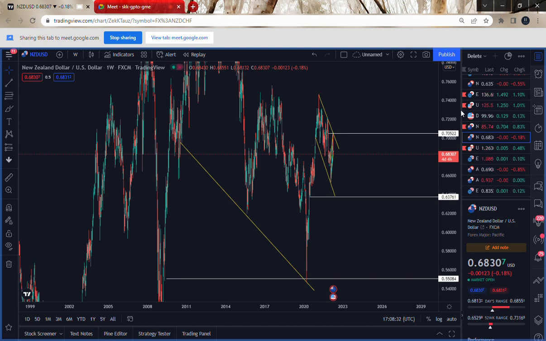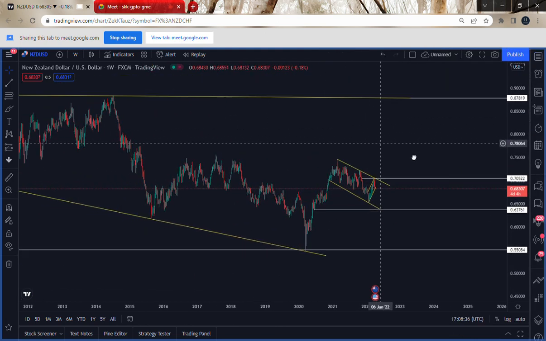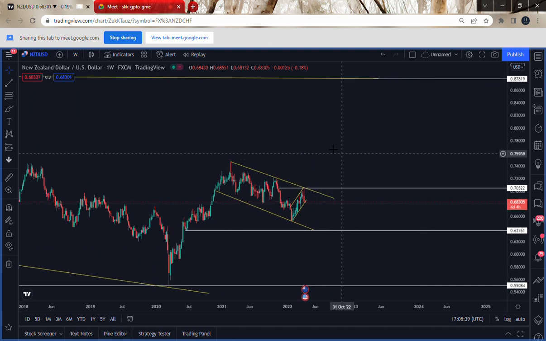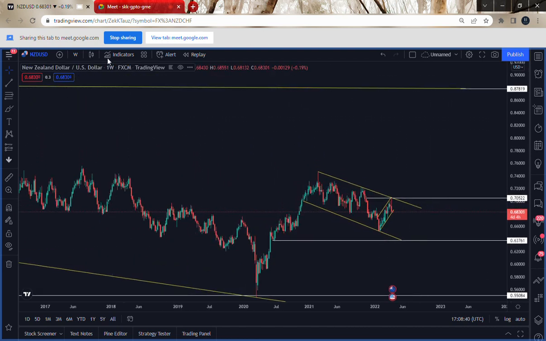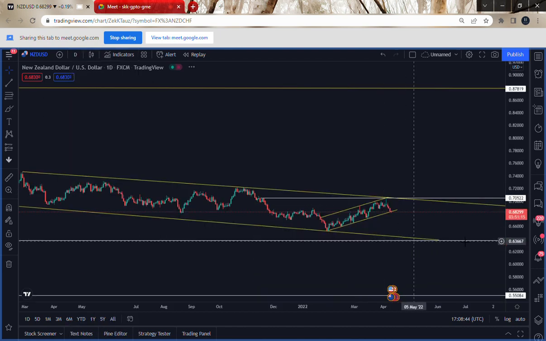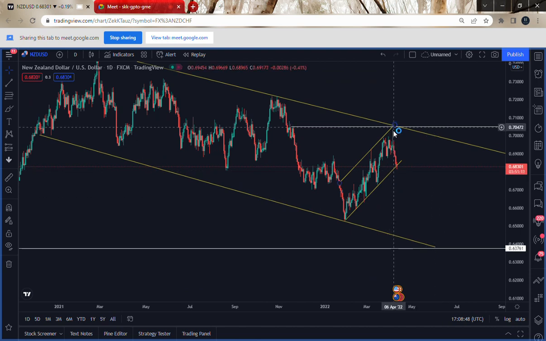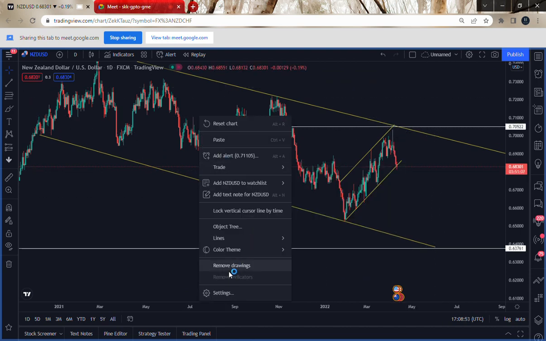Yeah, New Zealand USD. I can work with New Zealand USD. Okay, New Zealand USD. There we go. Still moving nicely, eh? We caught this trade last week. We called it from here. Okay, let me just remove all this.